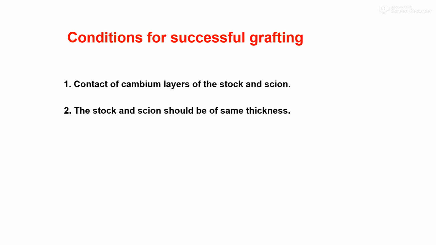Conditions for successful grafting. Success of the graft union mainly depends upon the following. One, the grafting operation: there should be contact of the cambial layer of the stock and scion. Second, the stock and the scion should be of the same thickness so that they match each other. And the third one, the cut should be uniform and smooth so that when the two components are firmly tied together, there should not be a free passage of air between the stock and the scion.